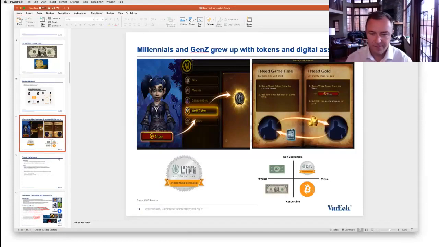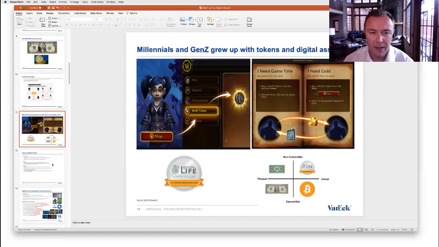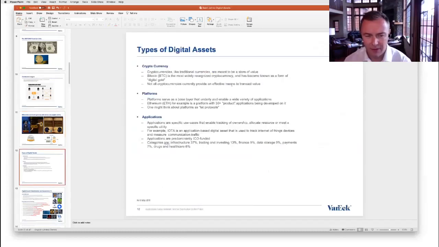So super quickly, when you talk about digital assets, there are three types of digital assets. These are the three things that you should remember. The three types are cryptocurrencies, platforms, and applications. Cryptocurrencies are sort of like digital gold, or meant to be some sort of store of value. And just know that not all cryptocurrencies are effective stores of value today.